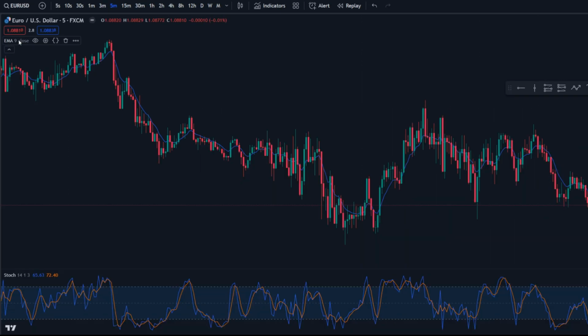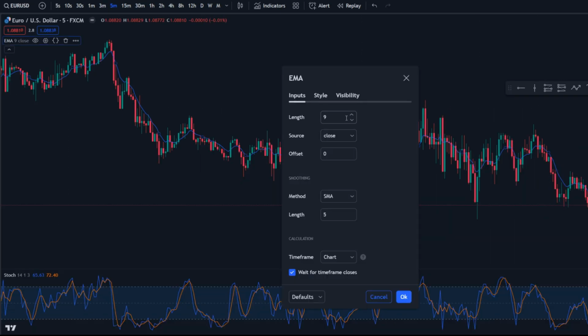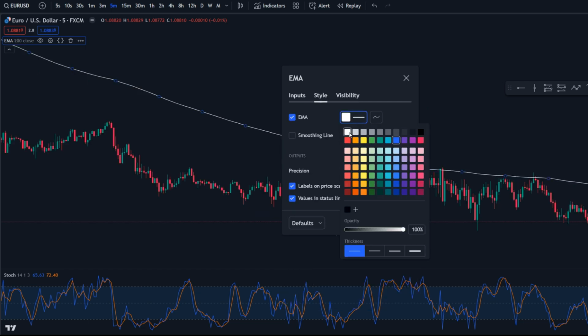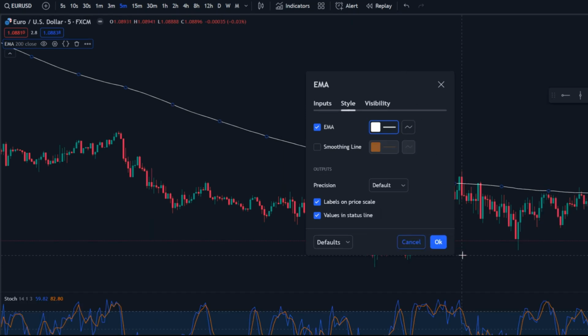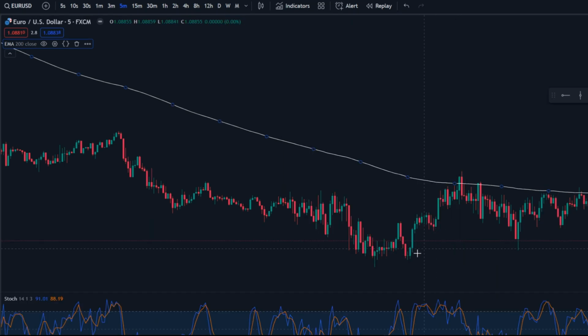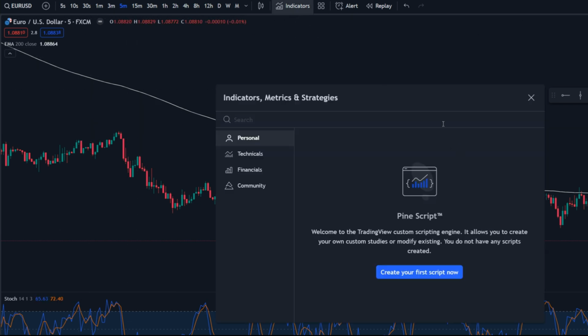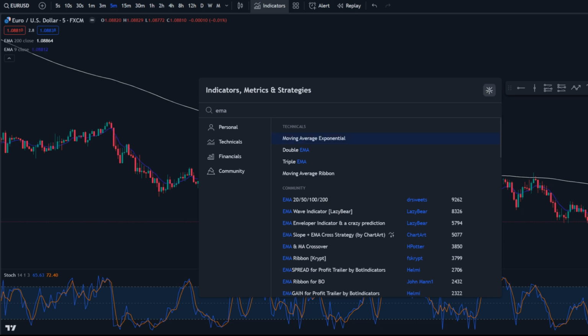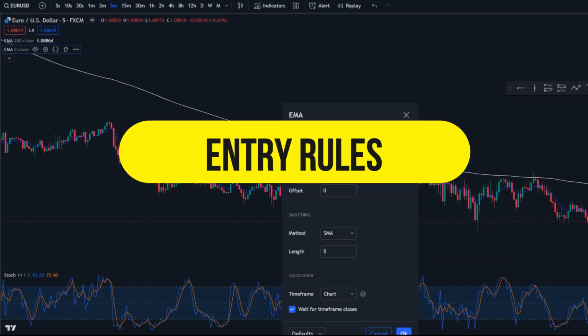After adding the exponential moving average, I will change its length to 200, and I will consider it our long-term trend direction on the 5-minute chart. I can change its color just for easy identification. On top of that, we will also need another exponential moving average of 50 period length, which will help us decide our short-term trend direction. So I will go to the indicators tab and add another exponential moving average.